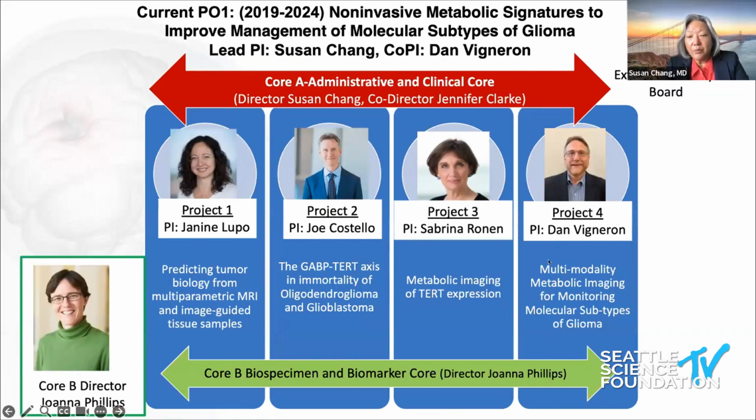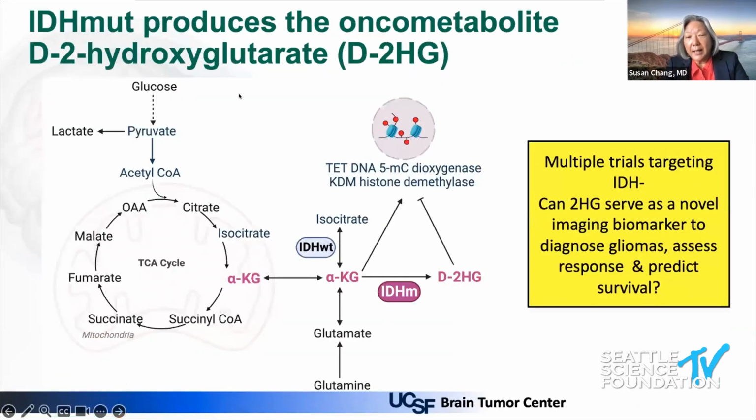But you can see that what we're trying to do here is really leverage the understanding of the biology of the tumor, the metabolism of the tumor, and try to understand how we can then use multimodality metabolic imaging to monitor subtypes. So we know that IDH mutation produces this oncometabolite 2-hydroxyglutarate. There are multiple trials targeting IDH. The question is, can this new oncometabolite serve as a biomarker of diagnosing gliomas, assessing response, and predicting survival?